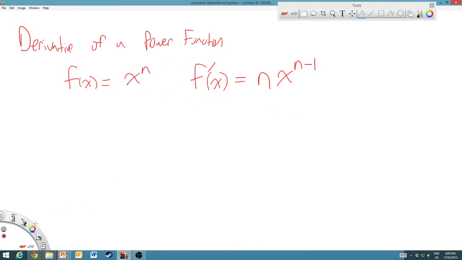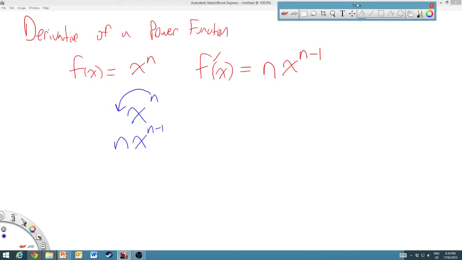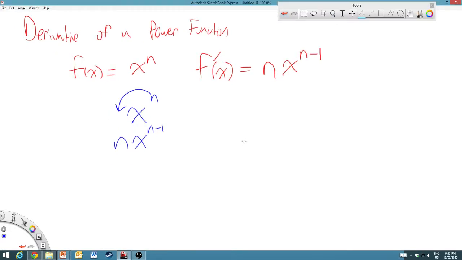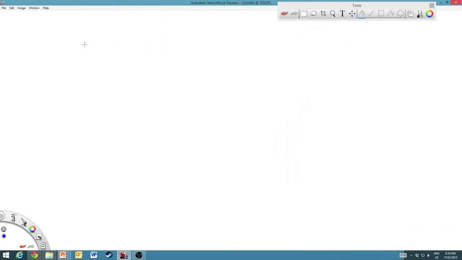This is the derivative of a power function. You basically take the n, so this is x to the n. The n goes down front to give me n times x, and then the power decreases. That's how it works. All right, so from here, let's go through some examples of using the derivative of a power function. Okay, so example.